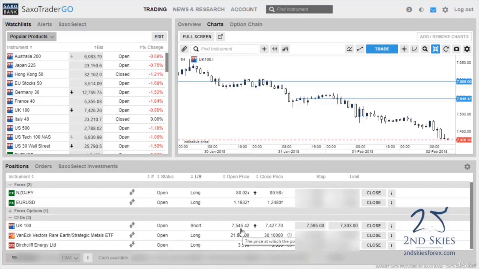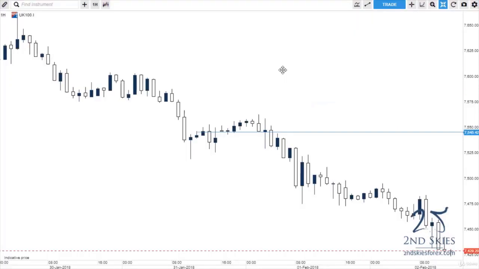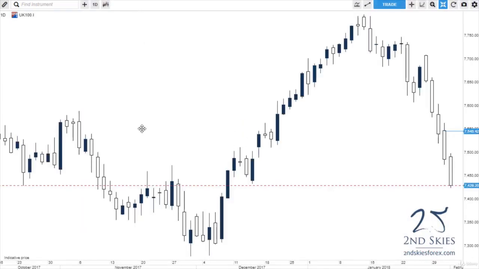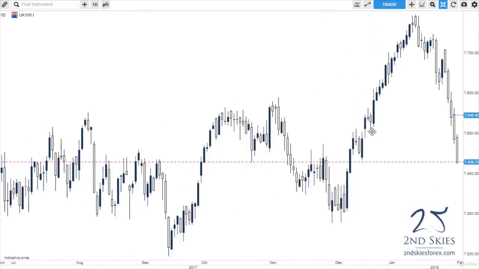Just for the details, I'm short at 75.45. My stop loss is at 75.95, and my take profit is at 73.03. So let's look at the chart. What I've done here is marked a line where my entry is at 75.45. But what I want to do is briefly step back to the daily time frame and talk about the structure and the framework for how I make my trades.